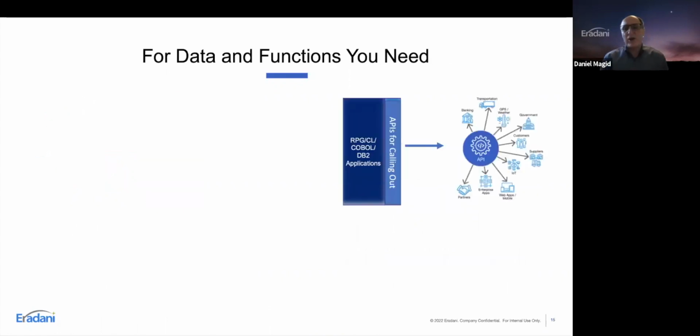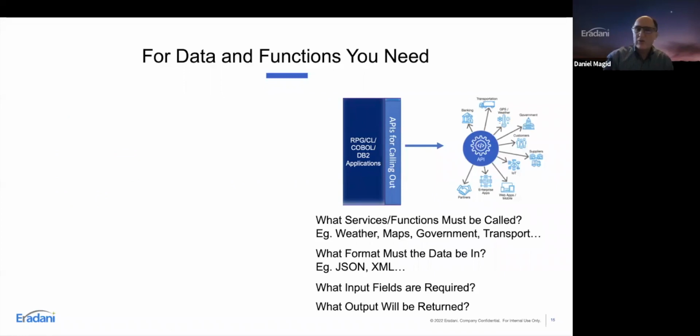And the same thing applies if you're calling out. So that was if you're making an API available for somebody calling in. If you're calling out to an API, the same kinds of questions apply. What services, where is the data that I need? What services am I going to have to call? Is it going to be the weather service, Google? Is it going to be a government agency? Is it going to be my suppliers? Is it going to be my customers?